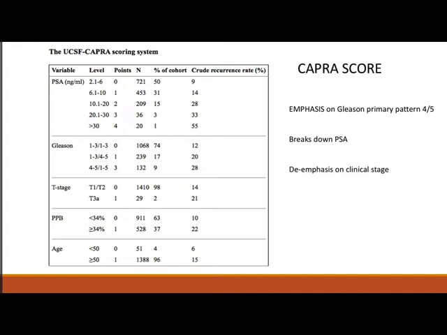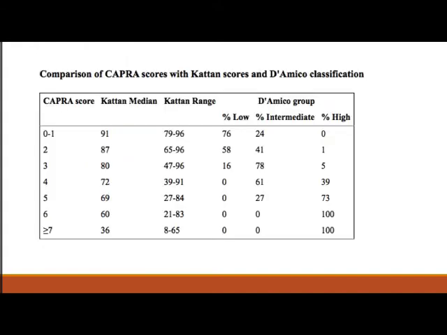So there's an emphasis on pattern 4 and 5. It breaks down PSA, and there's a de-emphasis on clinical stage. And so when you look at how it breaks down, 0 to 2 is low risk, 3 to 5 is intermediate risk, and 6 to 10, or 6 and up, is considered high risk. And if you look at how the D'Amico group breaks down in CAPRA, you can see that the intermediate risk group really spreads out over the point scoring system from low to intermediate on the CAPRA scale.